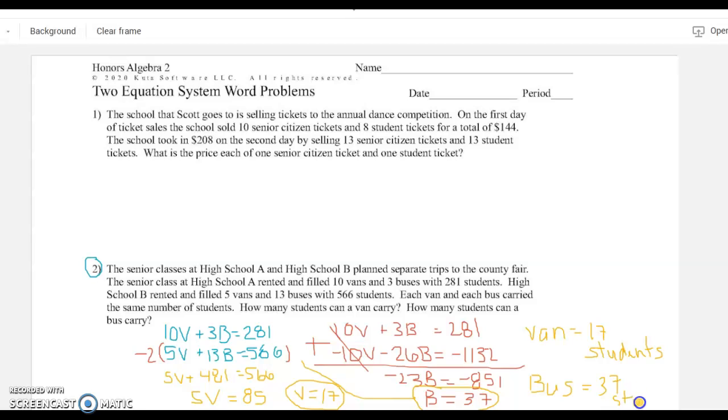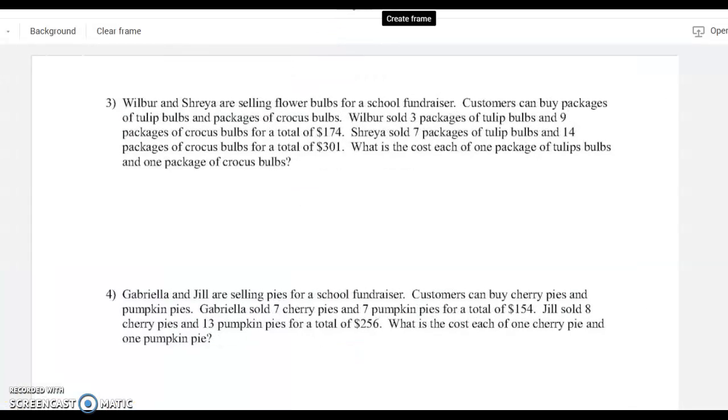So solving is the same. The only difference with these word problems is that you have to set them up. So let's just look at setting up one more. Let's sell flowers. We do flowers or pies? I think I'm going to do pies.